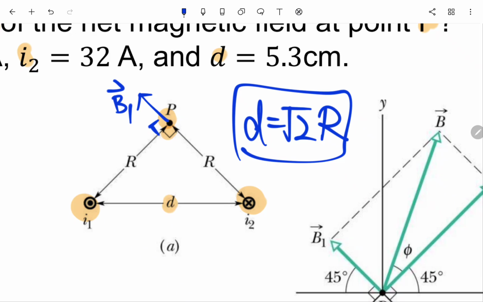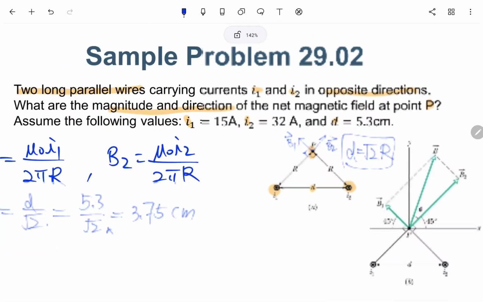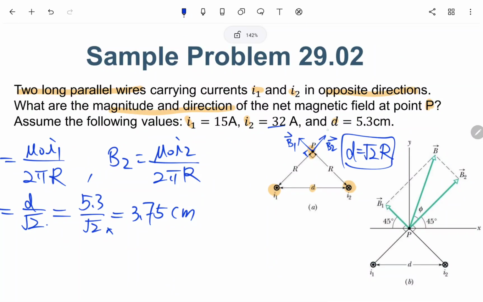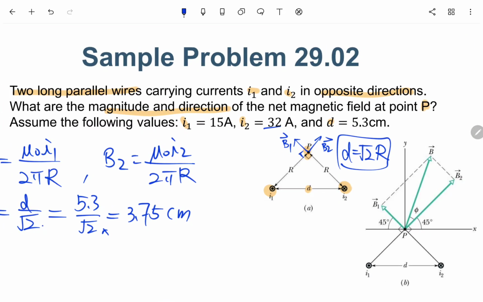For I2, which is pointing into the page, your thumb points into the page, and then your fingers curl clockwise. At point P, it will be pointing to the top right. Of course, I2 is stronger, so B2 should be stronger than B1. So the precise figure should be like this, B2, B1.